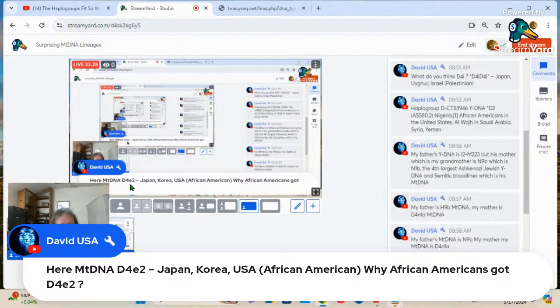So here, MtDNA D4. Why do African Americans have D4? Well, I don't know. D4 again is a lineage that's Native American. It's in the Native American population. It's in the Judaic population because of the Silk Road and the Medes in the Mediterranean going to America.